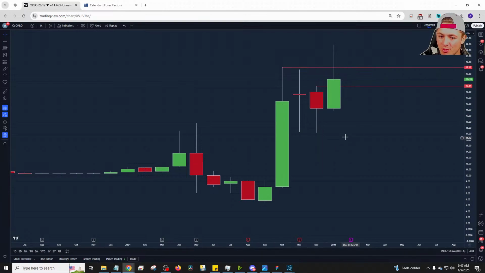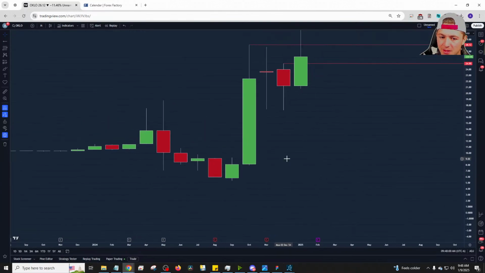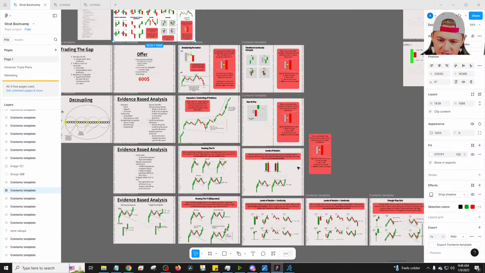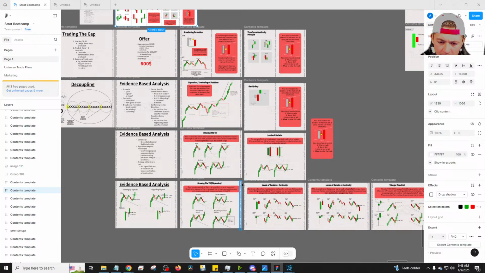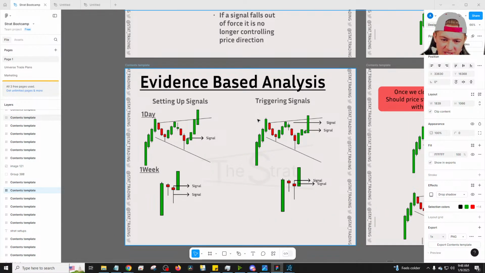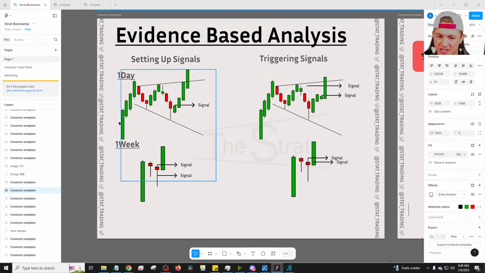So super important. And I would say there are two schemas to that. Do you have something that reclaims a previous range to set up new signals? Or do you have something that breaks and then triggers signals that have already set up? Those are the two ways it happens. And I actually have a PDF. This is stuff we use for the boot camp. It's evidence-based analysis. So you can see there's a difference. These are the two ways it'll happen. So depending on when it occurs, you will either set up or trigger a signal.